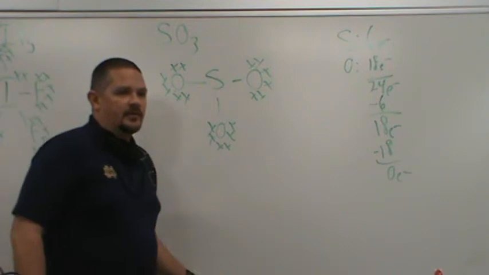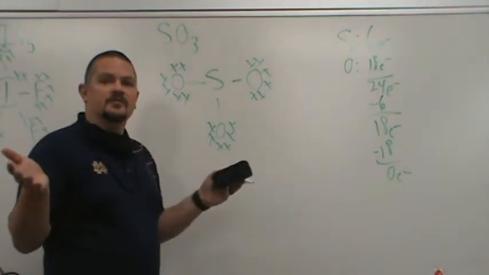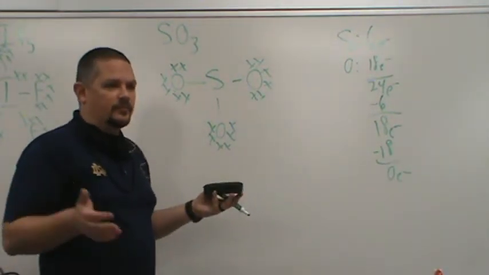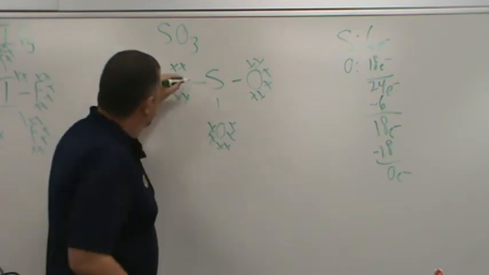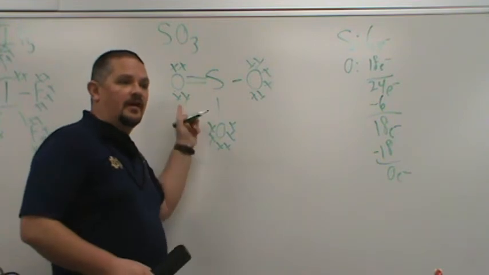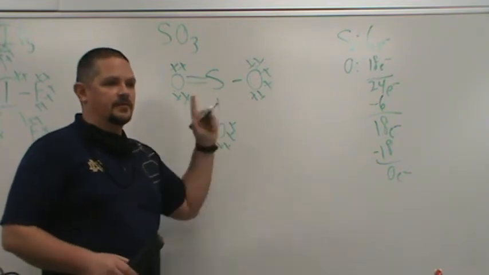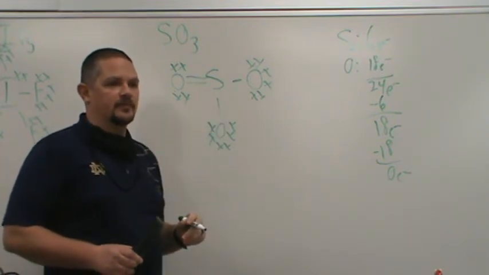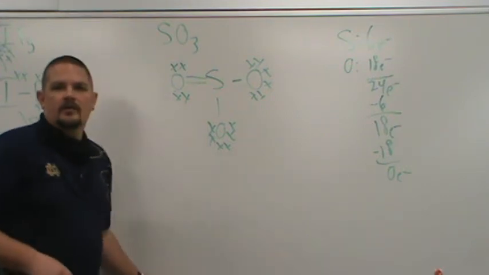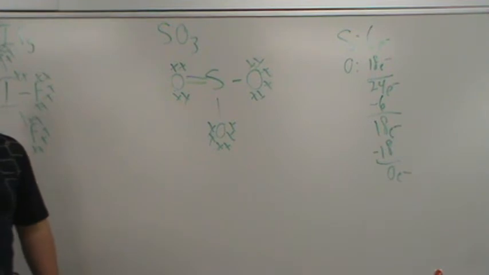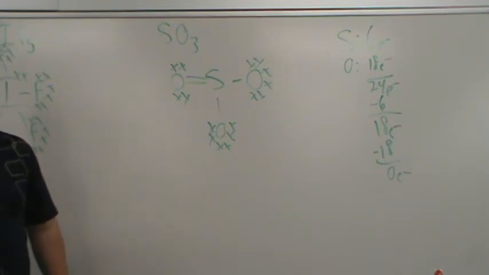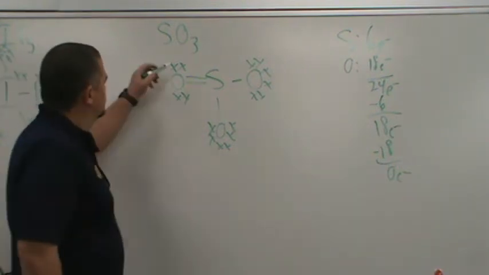Who's not happy? Sulfur. So what we're going to have to do is take a lone pair off one of the oxygen atoms. It doesn't matter which lone pair we take. We just need to take a lone pair off one of the oxygen atoms so that it can be shared between the oxygen and sulfur, so that sulfur reaches 8. Okay? Any other questions? Then you get 24.